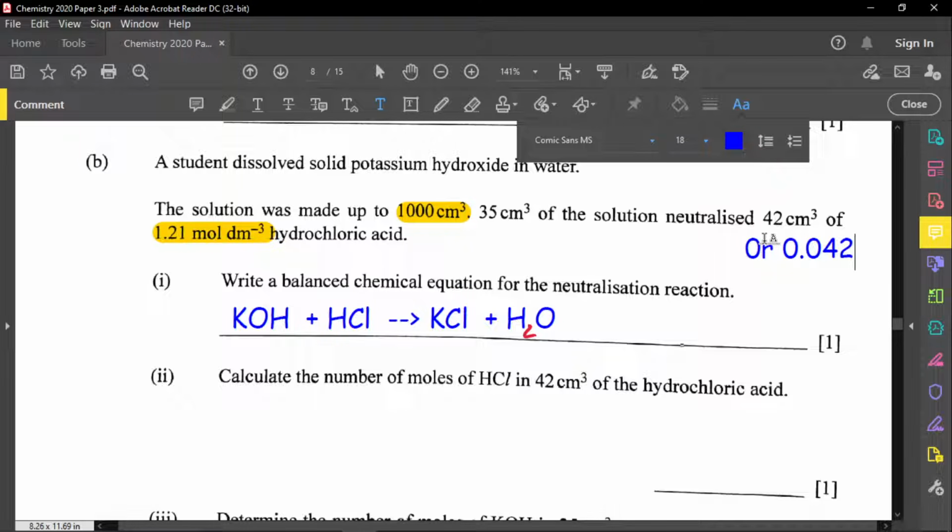0.042. Okay, so that is the amount in dm cube. That's dm cube right there. Just make a note of that.